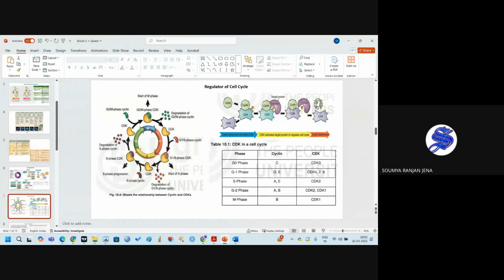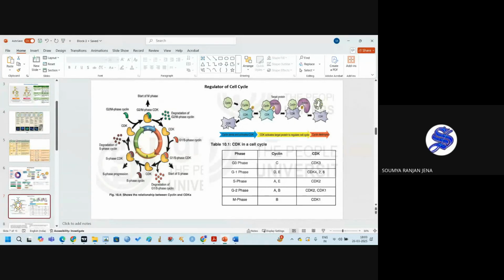If we go to the main regulator of the cell cycle, for G1 to S, S to G2, or G2 to M, the major regulator is the cyclin and CDK complex. These are the two major regulators.